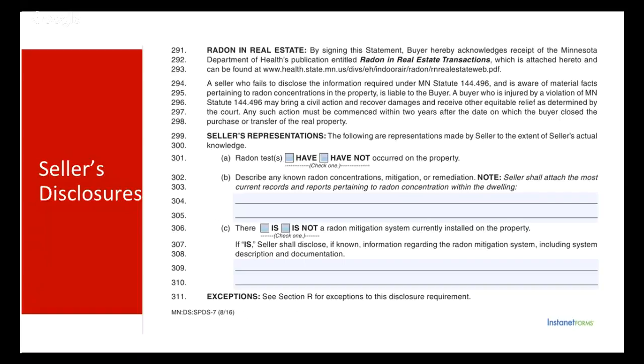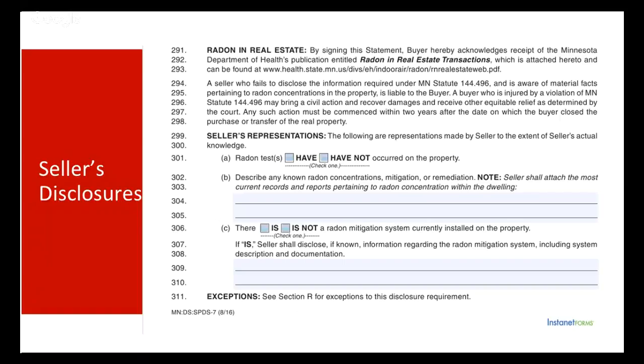A seller who fails to disclose the information required under state law and is aware of the material facts pertaining to radon concentrations in the property is liable to the buyer. A buyer who is injured by a violation of this law may bring a civil action and recover damages and receive other equitable relief as determined by the court. Any such action must be commenced within 2 years after the date on which the buyer closed the purchase or transfer of real estate property. It's a little bit of a statute of limitations. Okay, it's got to happen within a couple of years, otherwise you snooze, you lose.